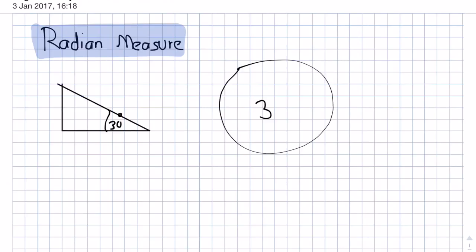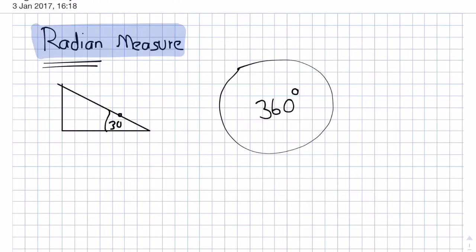So basically, up until this point you're used to measuring angles in degrees. For example, you will have had triangles before and you'll have measured this angle here, say as 30 degrees, or you might have had 60 degrees, and you all know that a full circle is 360 degrees. So what is this thing here then, radian measure, all about?